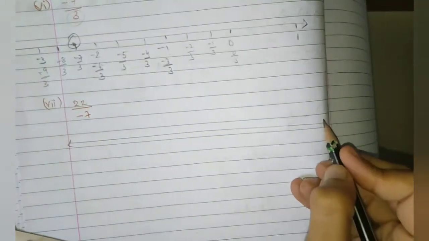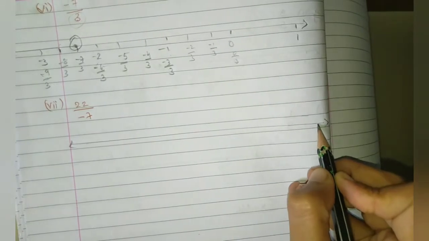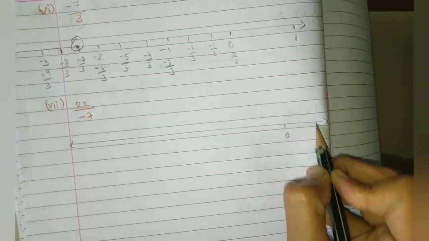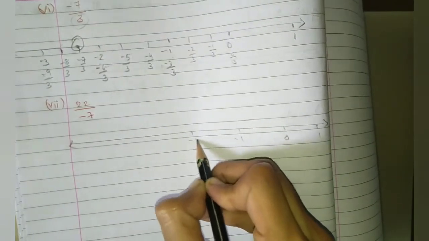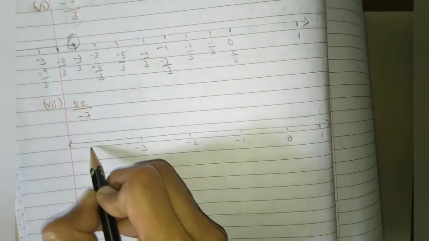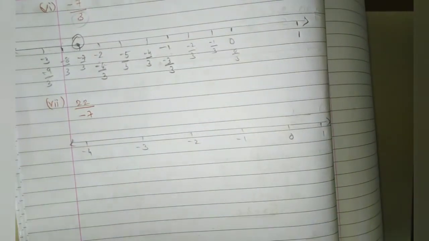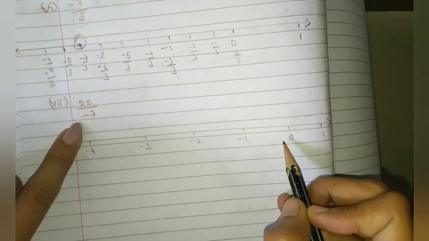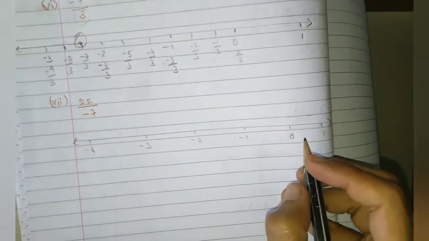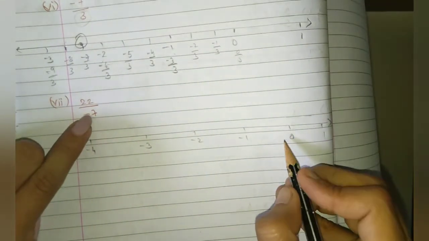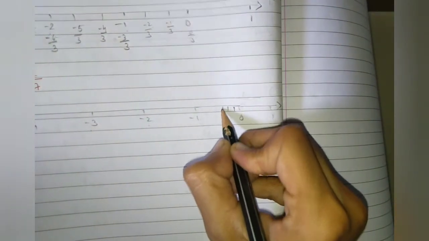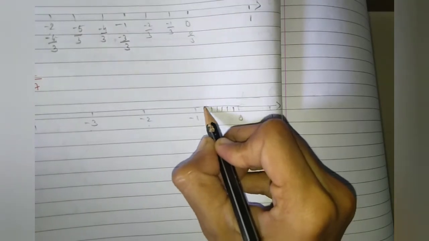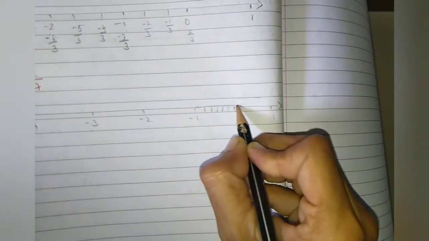Okay. So it is here 0, 1, minus 1, minus 2, minus 3, minus 4. Now minus number is there, so we have to go on left side. So how many parts do we have to make? 7. So we have to make 7 parts. So 1, 2, 3, 4, 5, 6. So 7 we got. Okay.